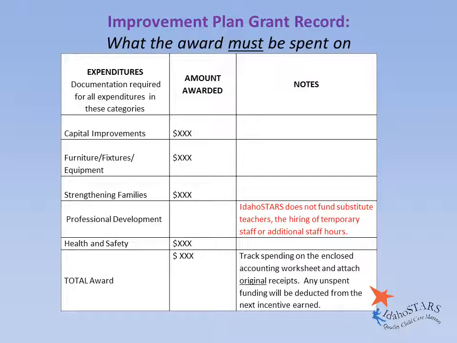The QRIS Improvement Plan Grant Record will come to you filled out with the exact amounts you are being awarded in each of the 5 categories. Capital improvements, furniture, fixtures, and equipment, strengthening families, professional development, and health and safety. The definitions for each of these categories will be included with this form. Specific items that are being funded or not funded will be listed in the notes column. You may not have requested funds for all 5 categories, and that's fine. Only those categories for which you are receiving funding will be listed.